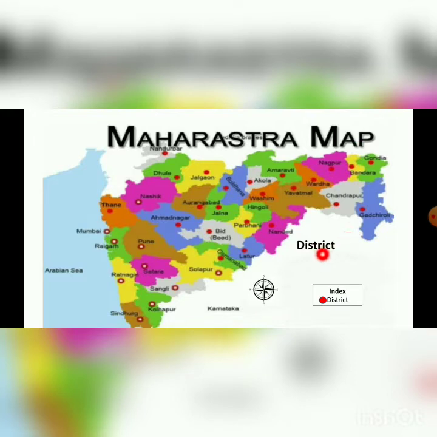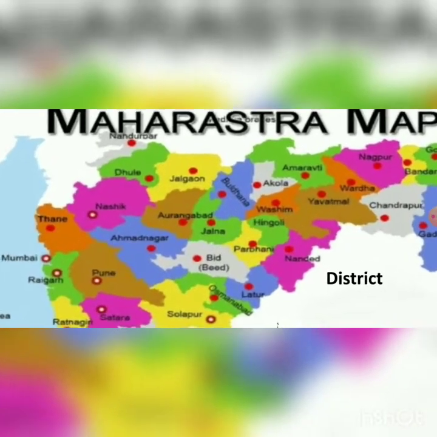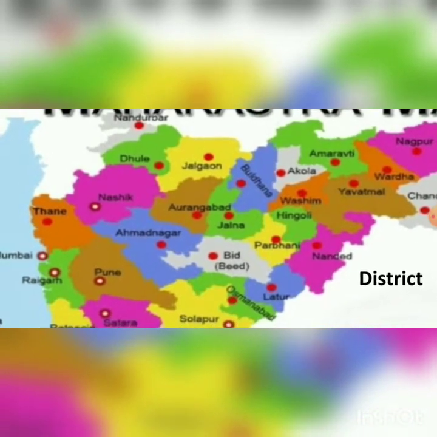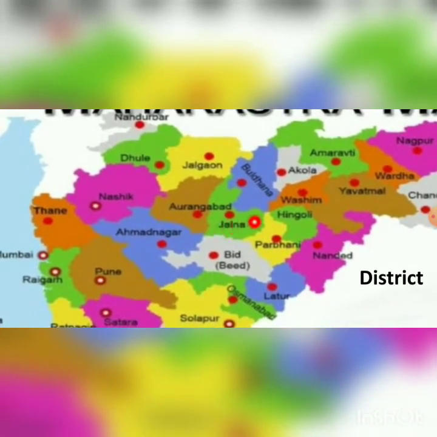And in the index you can see a red dot which is telling you that the red dot is a symbol for district. Now you can see different districts in Maharashtra: Dhule, Jalgaon, Aurangabad. Then when we go towards the west of Maharashtra, you have Thane. Here you have Mumbai. Here you have Pune.